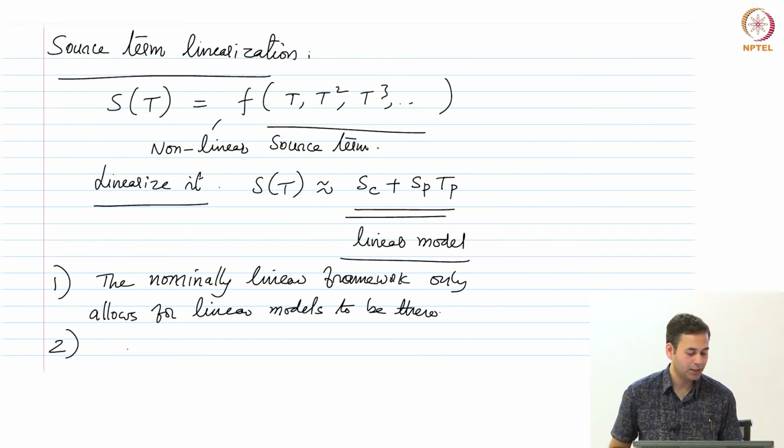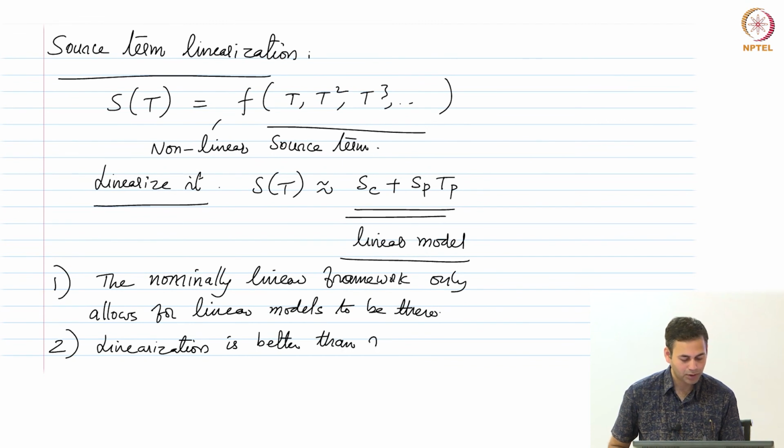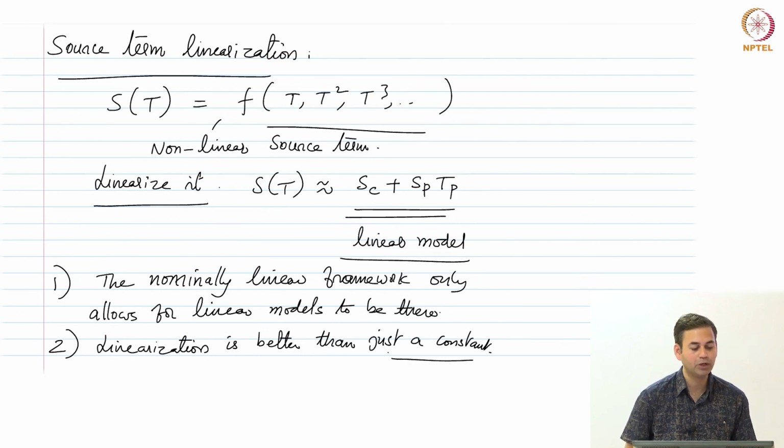And the second thing is linearizing it is better than just having a constant in there. You could also say I would use a constant for the source term, but linearizing is a better model compared to just having a constant source term. So, linearization is better than just a constant. These are the two main motivations to linearize the source term and use it in the fashion that we have discussed.